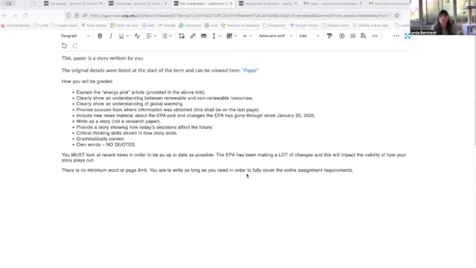Include new news material about the EPA pick and changes the EPA has gone through since January 20, 2025. This is a big one because if you're trying to tell a story about our environment and you're starting it on the energy pick, seeing how the EPA is going, you kind of need that to properly figure out your story if you're going to try to do it real.